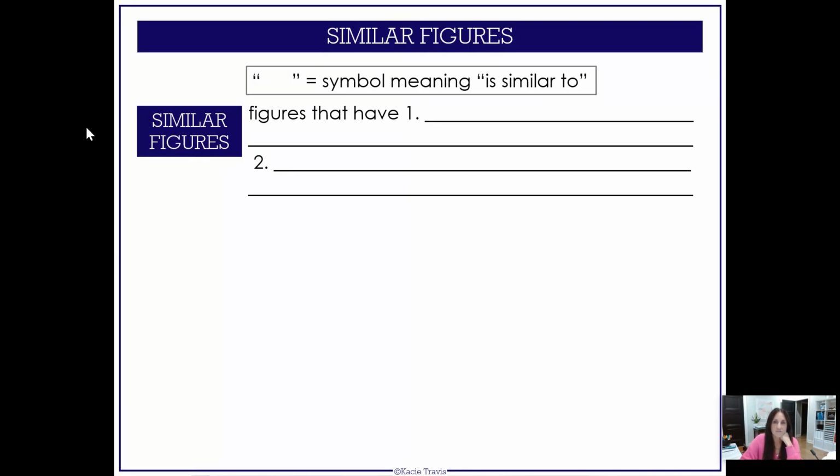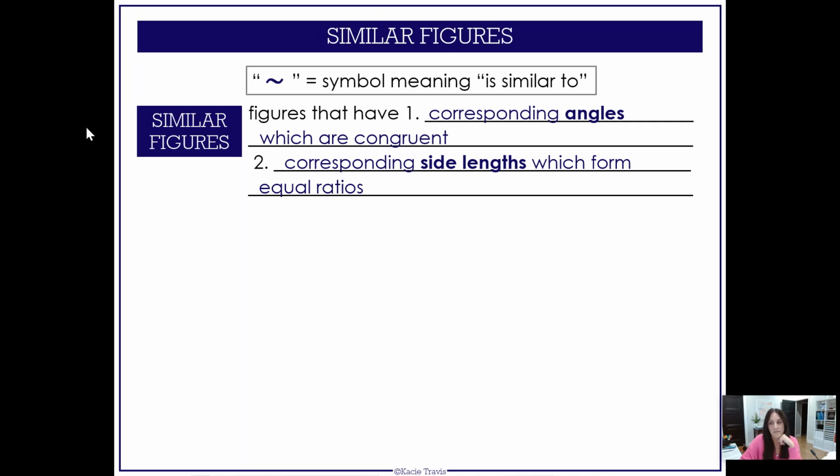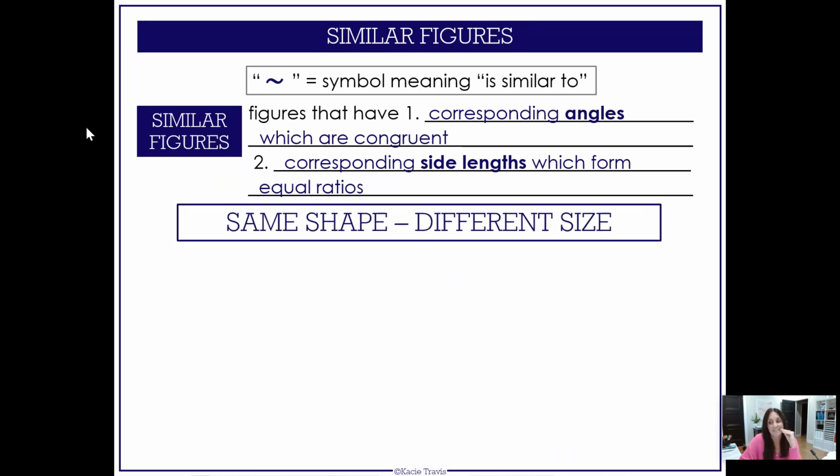So what are similar figures? First off, there is a symbol for similar figures, and that little tilde means "is similar to." And what are they? They are figures that have corresponding angles which are congruent and corresponding side lengths which form equal ratios. So the two big things about similar figures are their angles and the side lengths. Corresponding angles are congruent and side lengths form equal ratios. So basically, what does that mean in regular terms? It means they're the same shape figures, but they're different sizes.